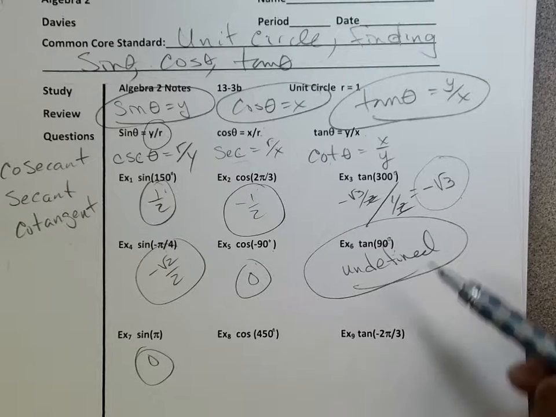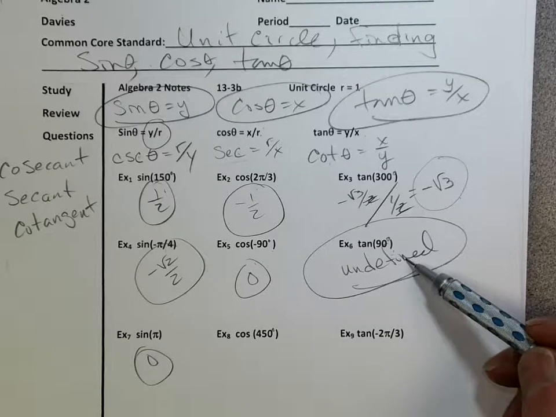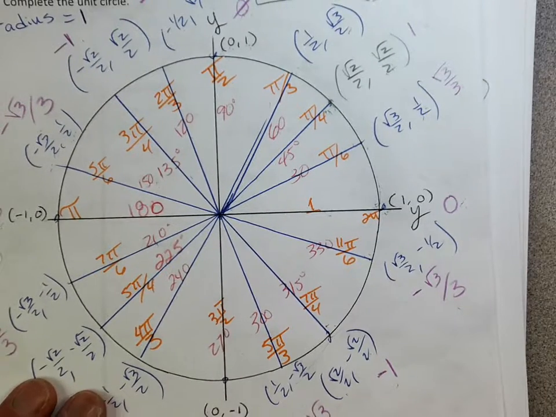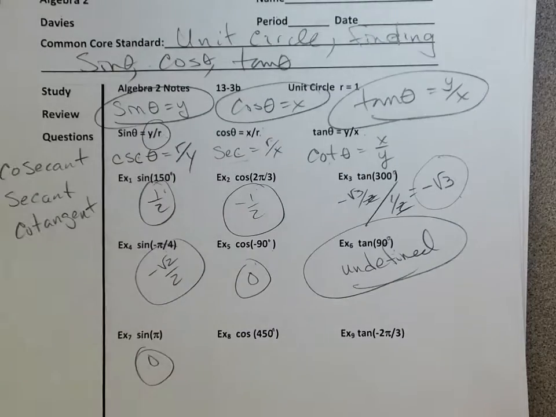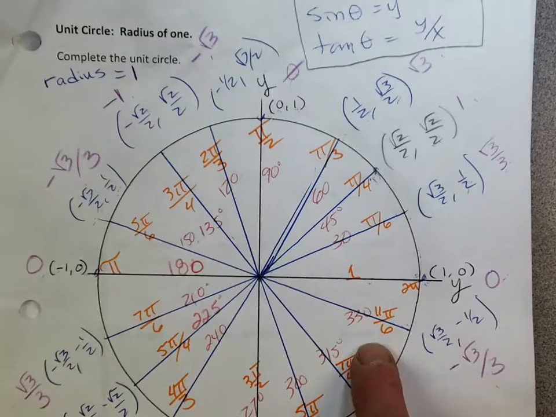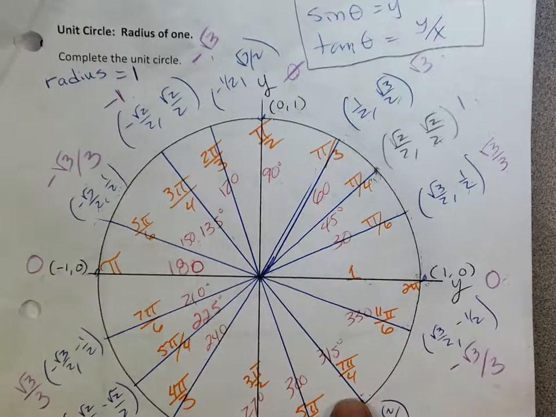Yeah, James. Why is 90 undefined but negative 90 isn't? It is, negative 90 is undefined. For tangent. Oh, for tangent, right? Okay. Cosine of 450. Well, 450 is not on my circle. 450 is... Yes. Good job, Arthur.